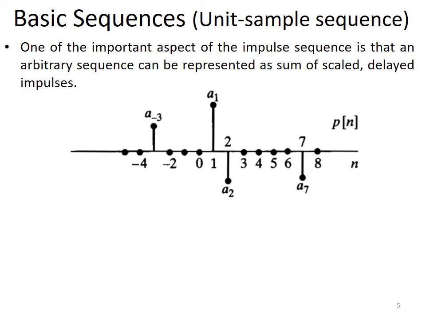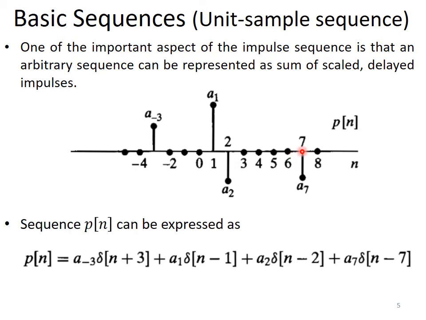Now one of the important aspects of the unit sample or discrete time impulse is that we can represent all discrete time signals as a combination of unit samples or unit impulses, right? For example, this signal p of n is actually a combination of 4 impulses appearing at different time instants, right? One at -3, 1, 2, and 7, right? So we can write down p of n as a combination of impulses.